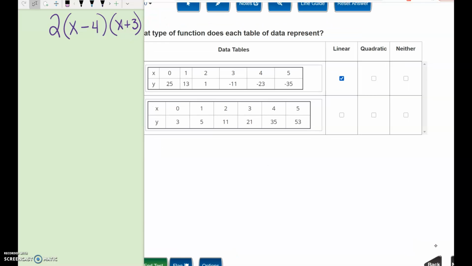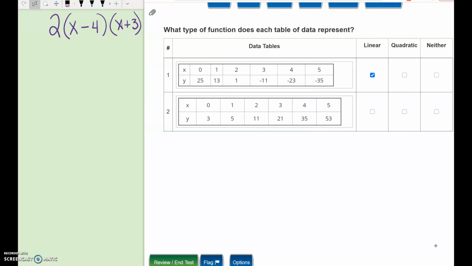Okay, this next one. From 3 to 5, we are increasing by 2. From 5 to 11, we are increasing by 6. Then 11 to 21, we're increasing by 10. Then we're increasing by 14, and then by 18. So I just looked at like 5 minus 3 is 2, 11 minus 5 is 6, 21 minus 11 is 10, 35 minus 21 is 14, and 53 minus 35 is 18. These are not the same, so I know it's not linear.